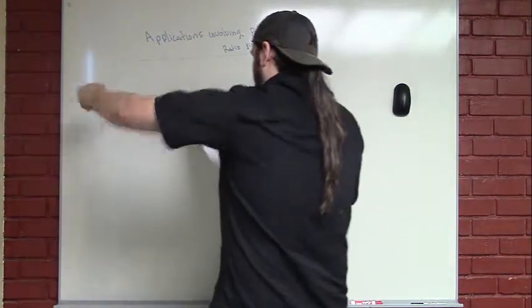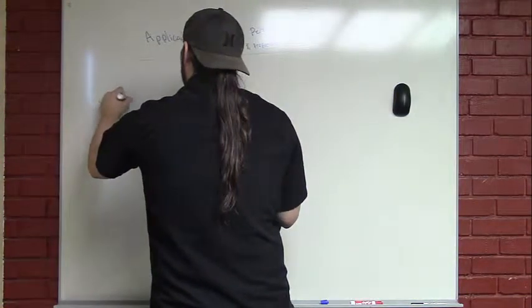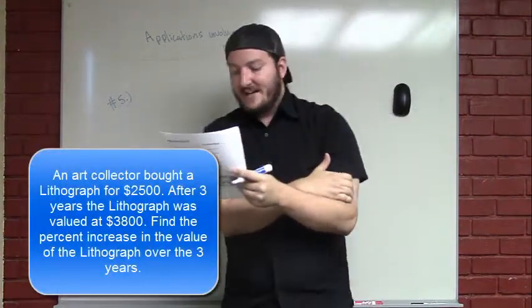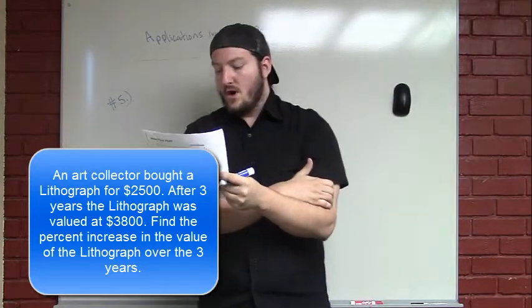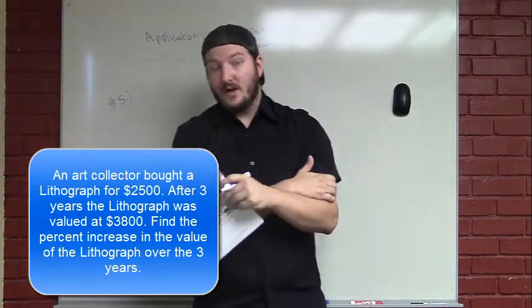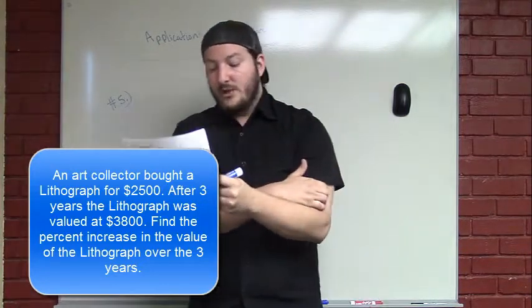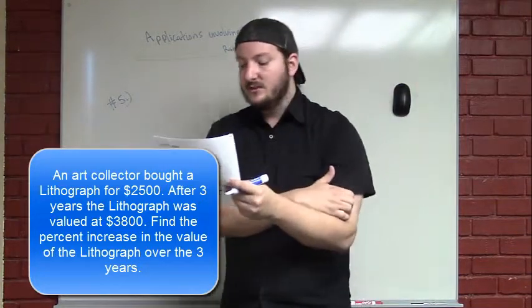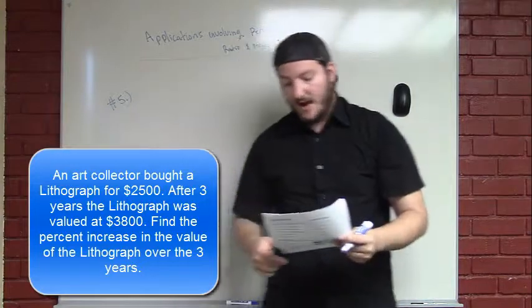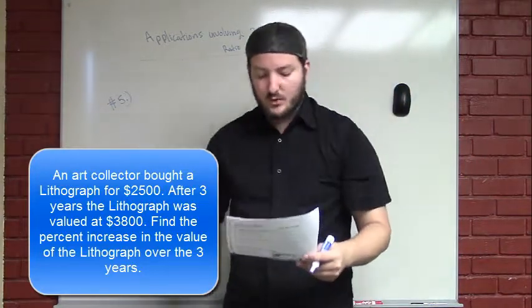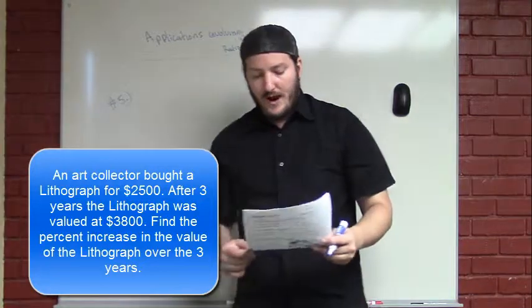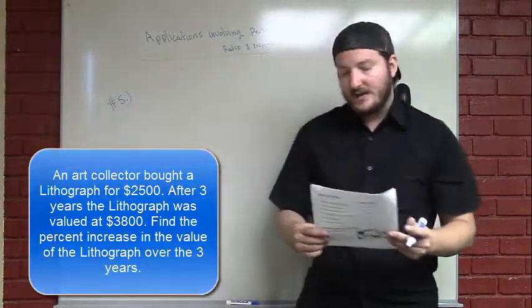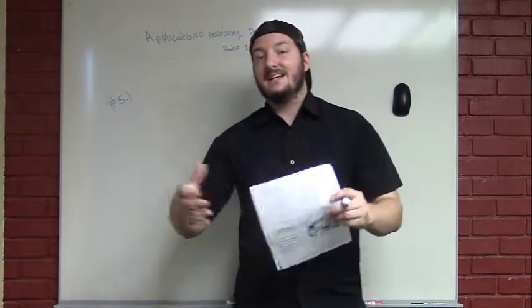Number 5. An art collector bought a lithograph for $2,500. After 3 years, the lithograph was valued at $3,800, so it increased in value. Find the percent increase in the value of the lithograph over the 3 years. Okay, so what you're going to have to do is you're first going to have to figure out how much in value did it increase.